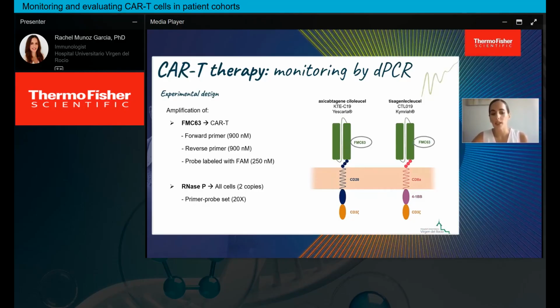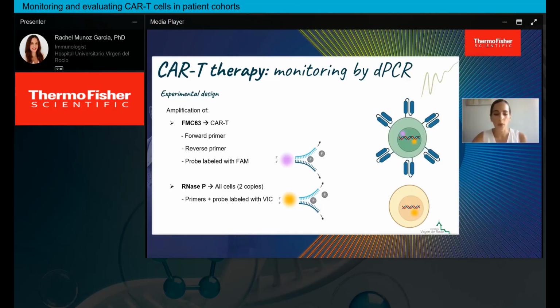The experimental design consists of the simultaneous amplification of two targets. On the one hand, the FMC63 fragment present in both CAR Ts, and on the other hand, the amplification of RNase P present in all cells. So we used specific primers and a probe labeled with a fluorophore to amplify the FMC63 present only in the CAR T construct. And we used a specific set, primer plus probe, labeled with a different fluorophore to amplify RNase P present, as I said before, in the CAR T, but also in the other cells.